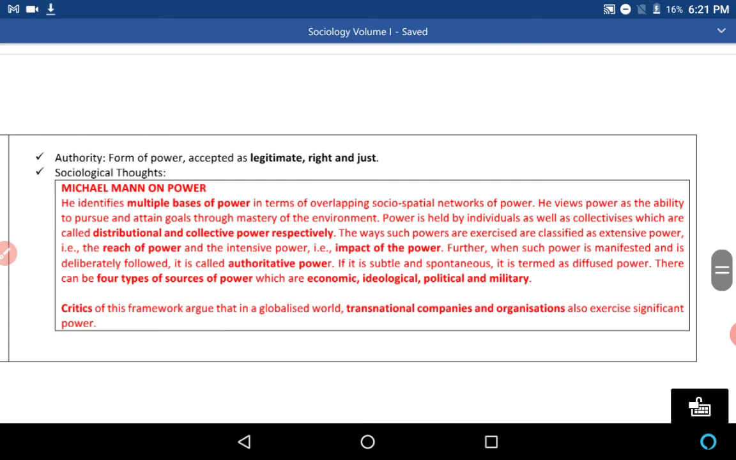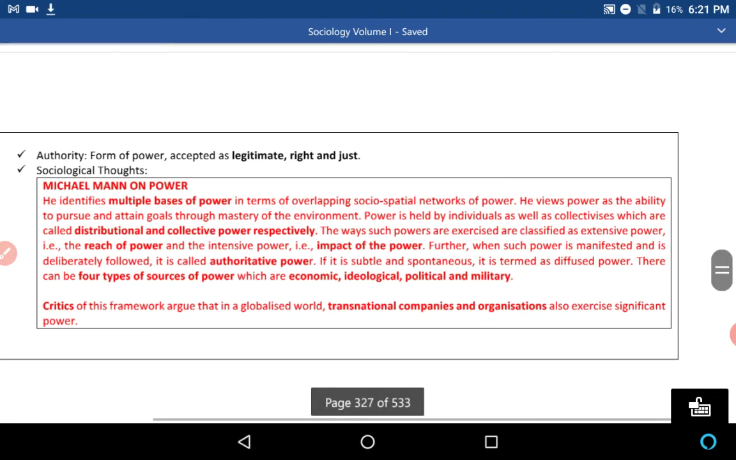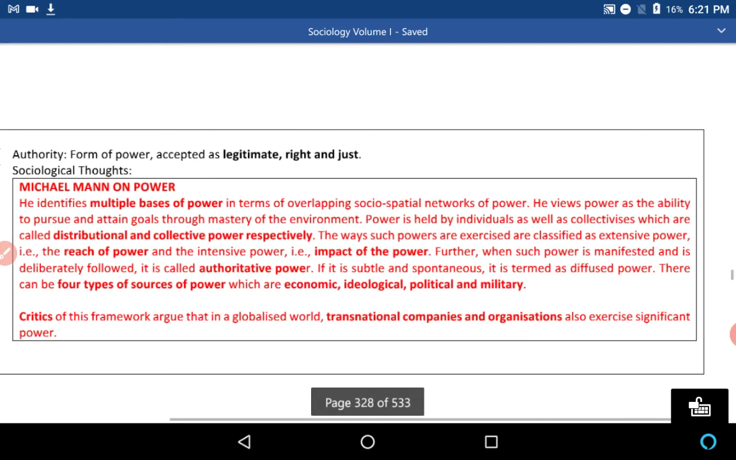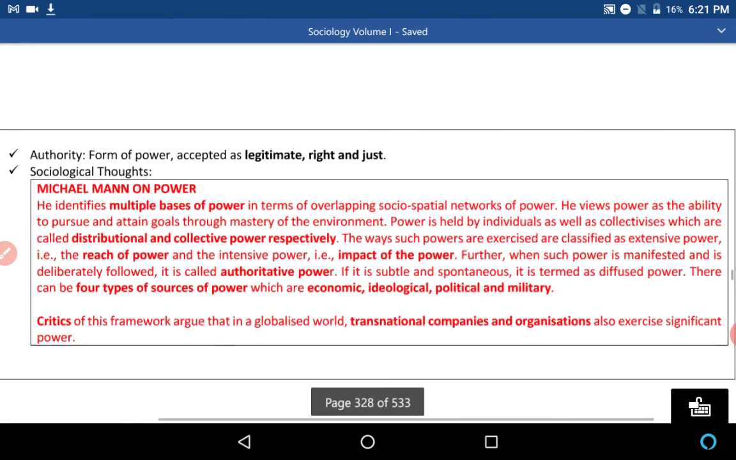Now, what is authority? We have already seen it is a form of power which is legitimate. There will be certain rules backing it. People will perceive it to be done in a right and just manner.